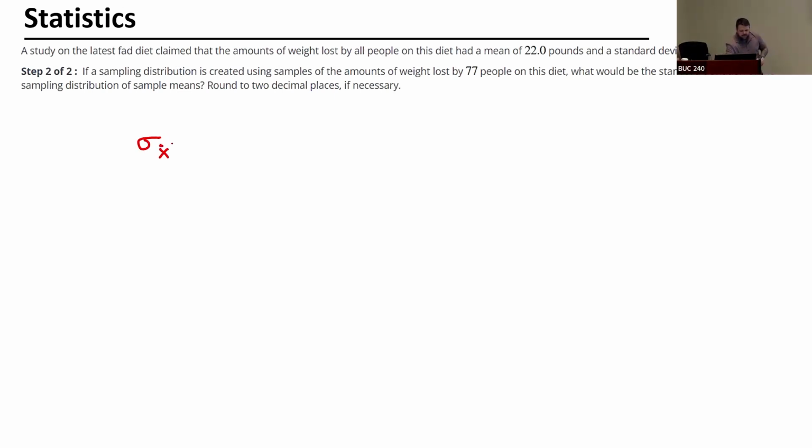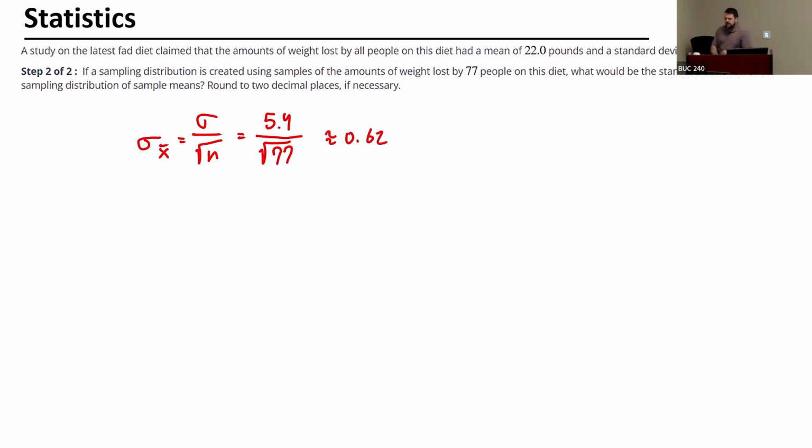So the standard deviation of X bar is equal to the standard deviation divided by the square root of n, which is equal to, well, they give us a standard deviation of 5.4, and then they give us a square root of 77, and then they tell you to round to 2 decimal places. 0.62. Very good.